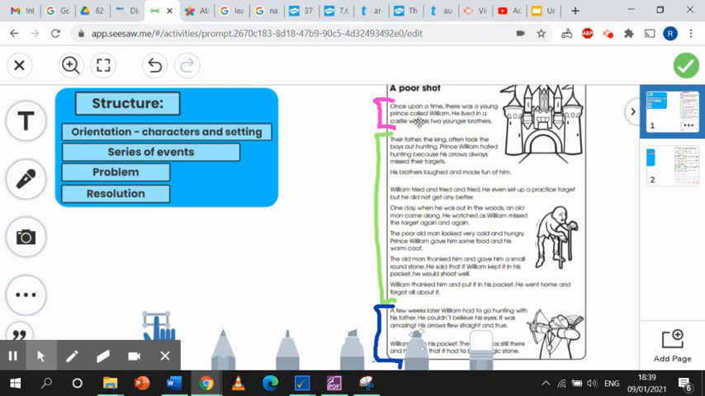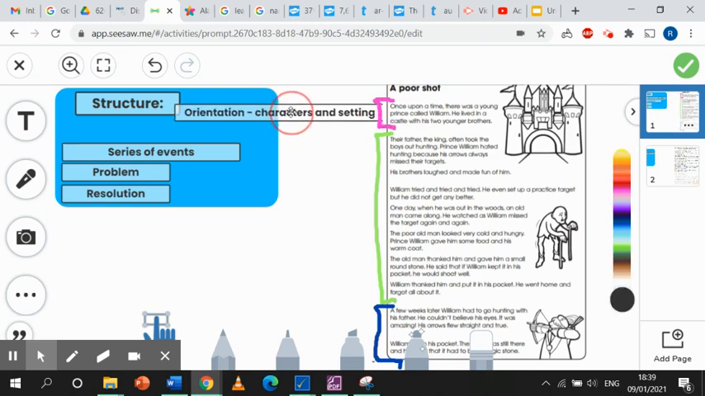Once upon a time, there was a young prince called William. He lived in a castle with his two young brothers. Okay, so already we're at the beginning of the story. We have a character called William and his two young brothers, and they lived in a castle. So I already know that this is the orientation, so I'm going to put it right here beside us.